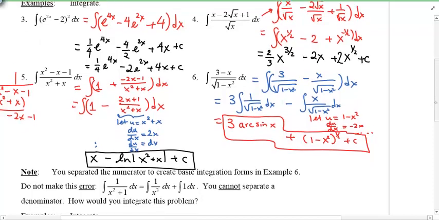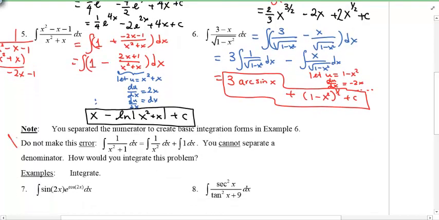And by the way, once again, just a quick note, don't make this typical error: 1 over x squared plus 1, splitting that up into 1 over x squared and also 1 over 1. Don't do that. You cannot split them up when it's in the denominator. You can only separate when it's a numerator. So in this particular case, how do you integrate this problem? Now, if you said arctangent of x, I'd be very, very happy.